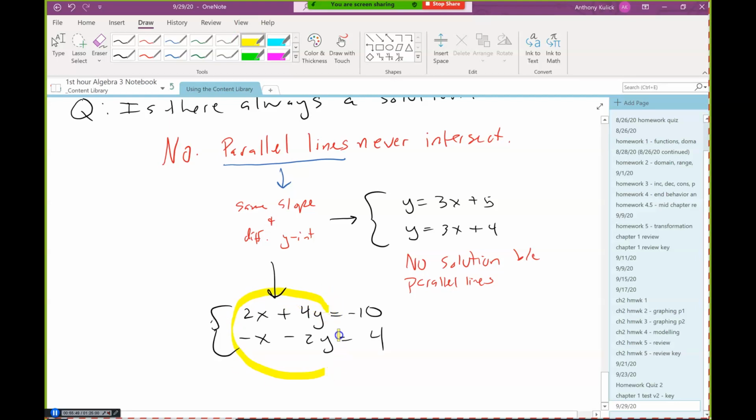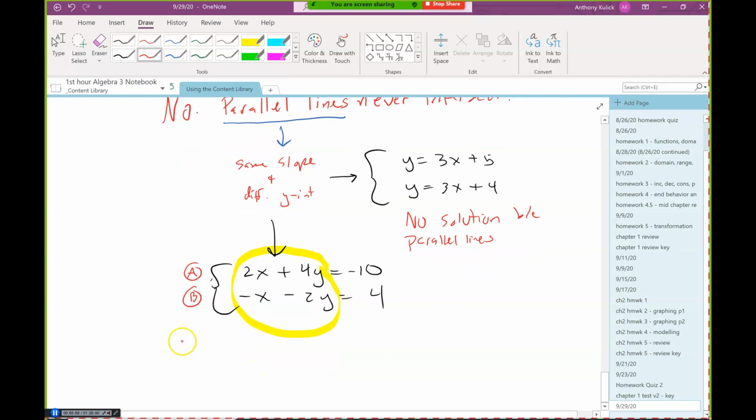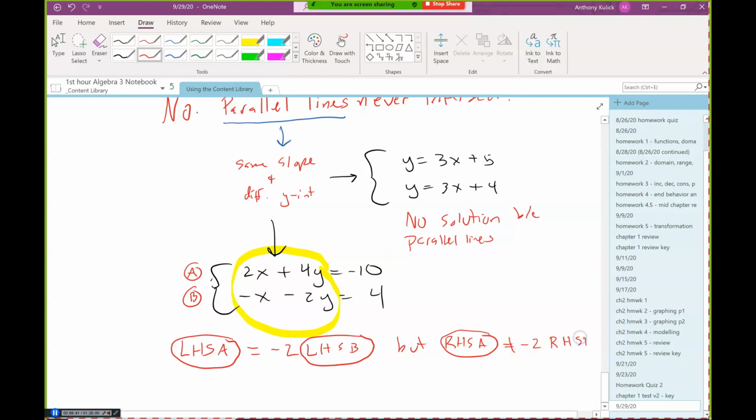So what I'm going to look at here is the left-hand side. I noticed that the left-hand side of A, LHS, is just an abbreviation for the left-hand side, is equal to negative 2 times the left-hand side of B. Right? If I take equation B and multiply it by negative 2, the left-hand side of B and A would be the same then, right? Can we see that? But the right-hand side of A is not equal to negative 2 times the right-hand side of B. Because I would get negative 8, and that's not the same as negative 10.